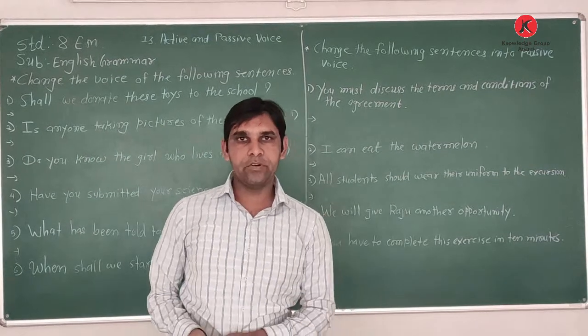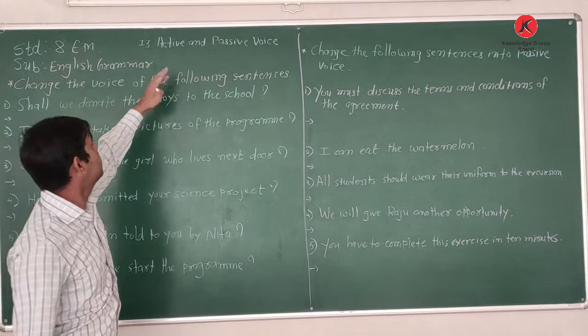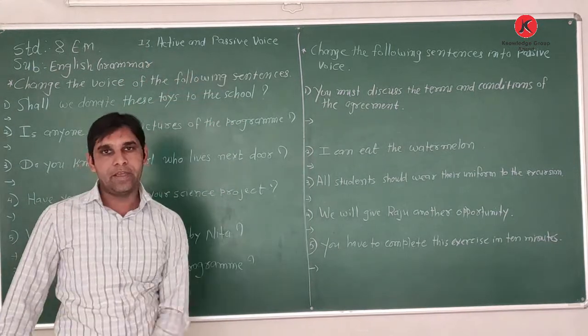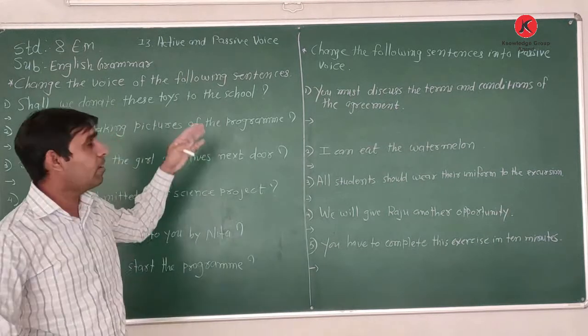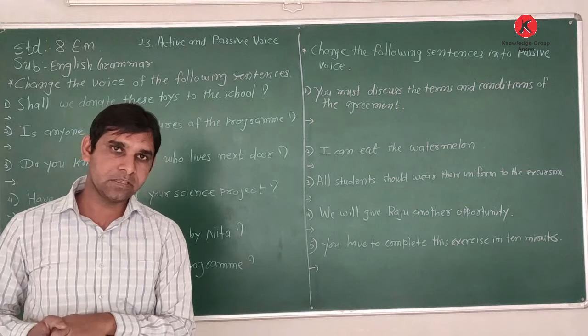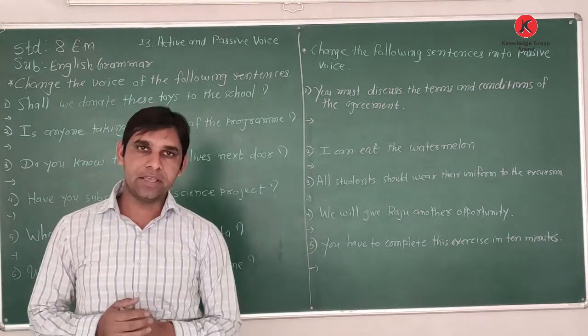Students, today from standard 8 English medium, subject English grammar, chapter number 13. What is the chapter name? Active and passive voice. We have learned about active and passive voice: what is voice, what is active voice, and what is passive voice, and the structure of the tenses in active voice and passive voice.